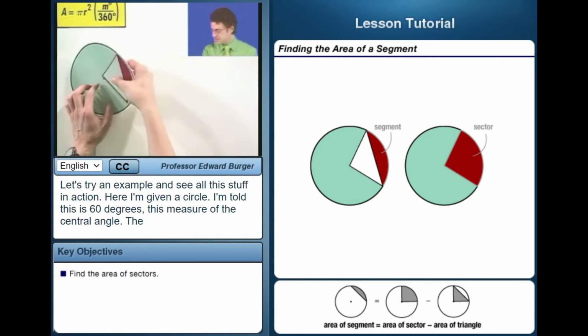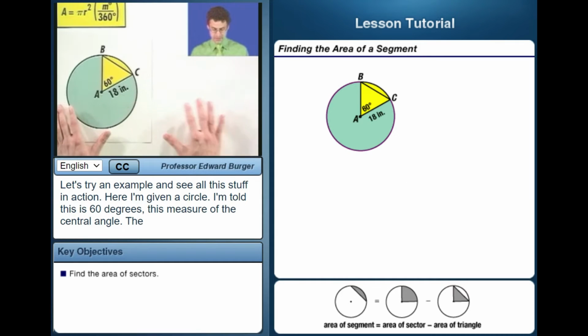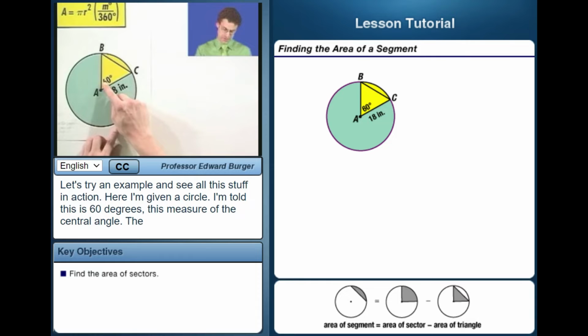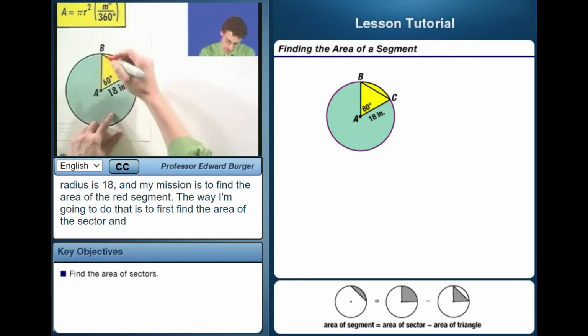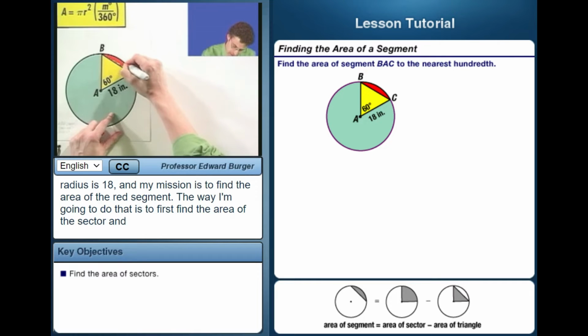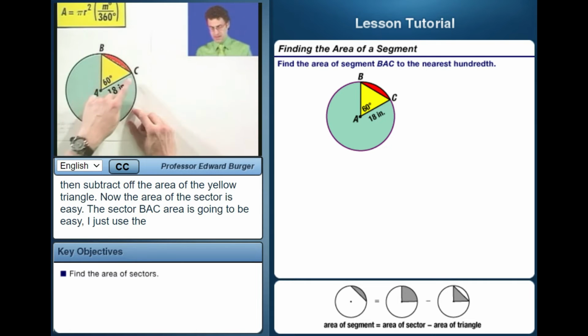Let's try an example and see all this stuff in action. So here I'm given a circle. I'm told this is 60 degrees, the measure of the central angle. The radius is 18. And my mission is to find the area of the red segment. The way I'm going to do that is first find the area of the sector and then subtract off the area of the yellow triangle.